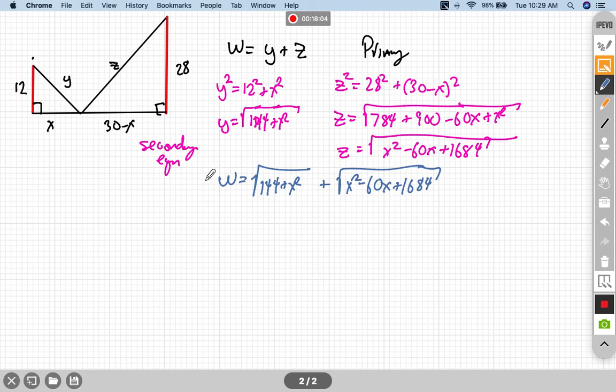And my feasible domain, since this nail is going to be between these two posts, x has to be between 0 and 30. So we're looking at this on the interval of 0 to 30. And again, it's a closed interval, because we want to check what happens if we just put the stake here. What happens if we just put the stake here?